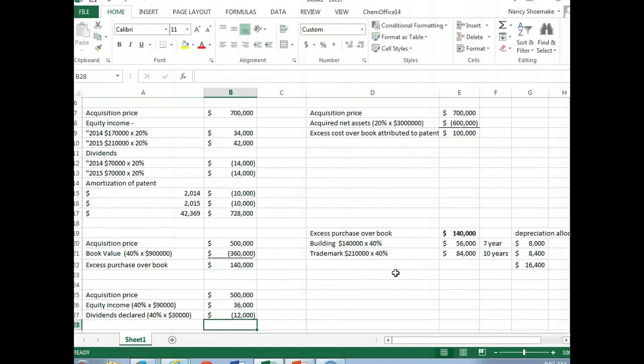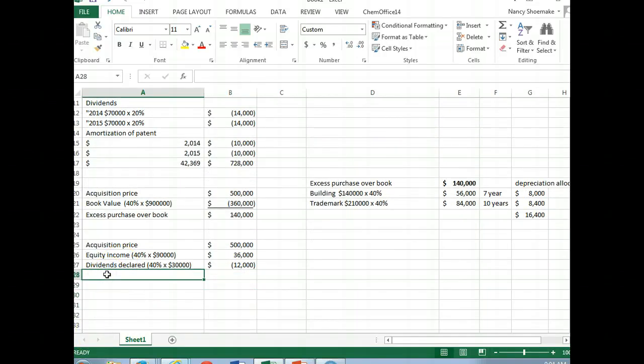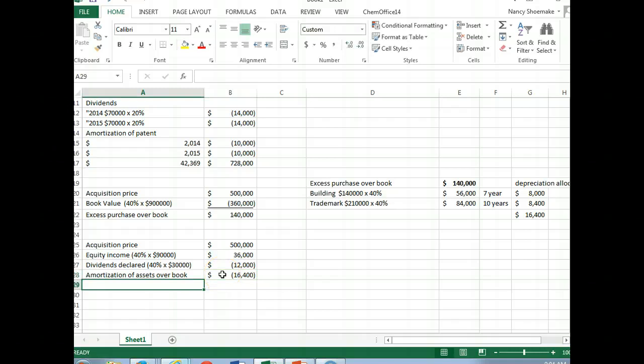Because think of this. The net income increases the investment account. But then when you're issued dividends, that subtracts from our net income because we're receiving it. You see what I'm saying? Yes. Now the last piece we need to do here is show our allocations, or amortization. Amortization of assets over book, you know what I mean? Yeah. Which is over here, the 16.4. Each year, we're going to amortize it 16.4.